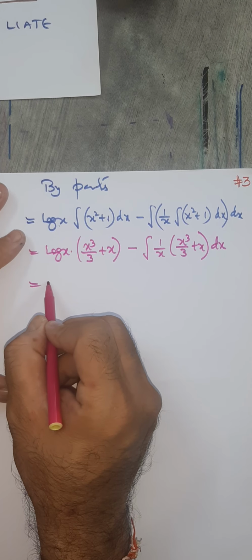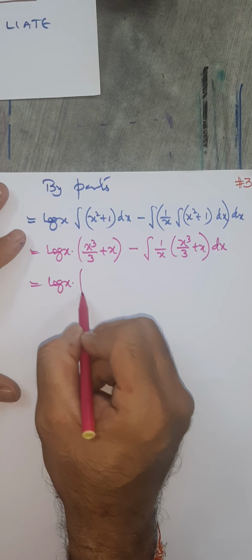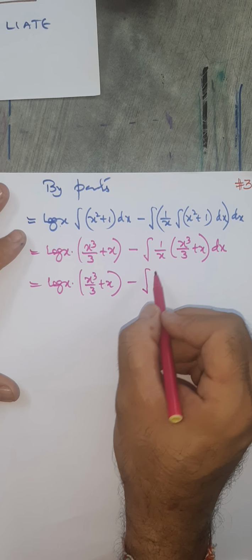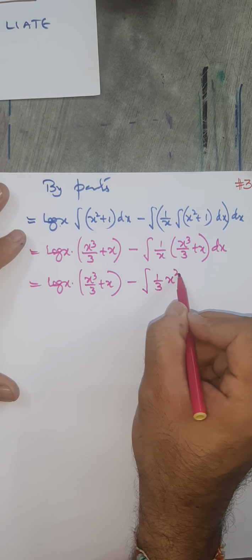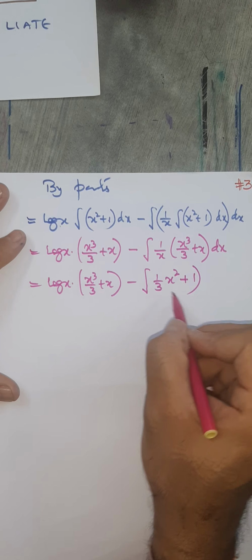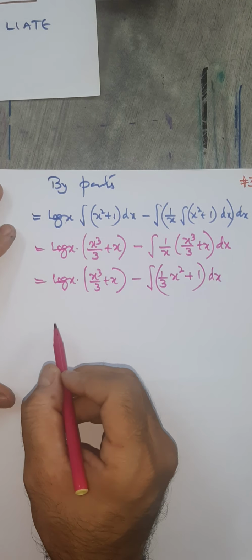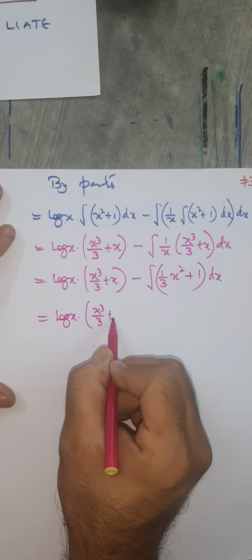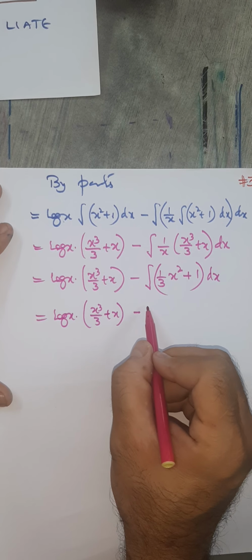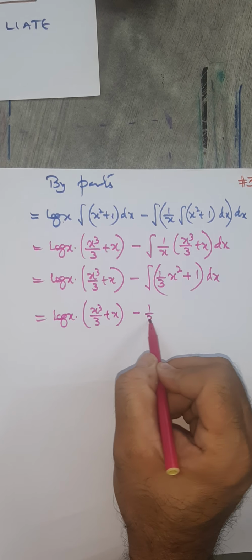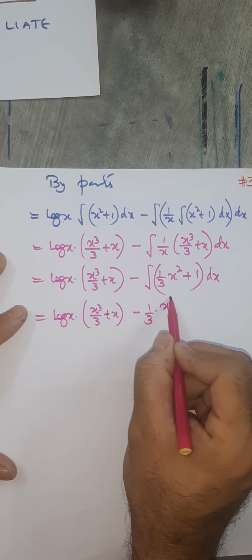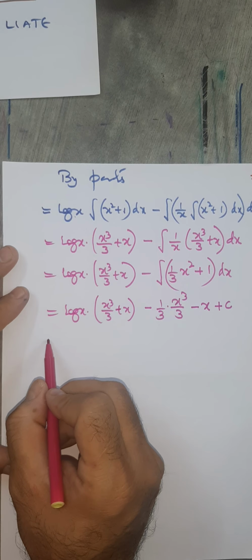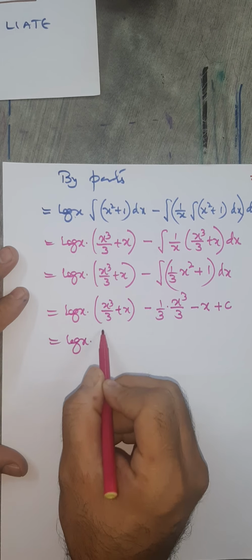This expression as it is here, log x into x cube by 3 plus x as it is, you need to simplify this. So 1 by 3, 1 x will get cancelled, x square plus 1, the whole dx. So this is log x into x cube by 3 plus x minus 1 upon 3 as it is. Here integral is x cube by 3. This minus will go inside, so minus x plus c. So this is the last step now.